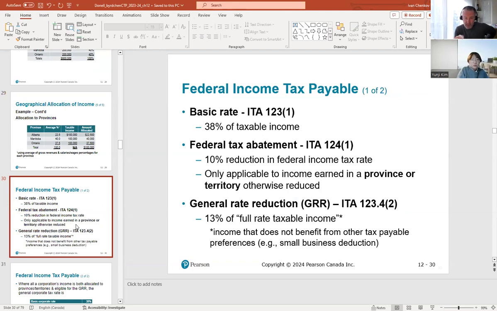Otherwise it will be reduced. That means if it comes from some other country, it's not going to work. General rate reduction, 13%, full rate taxable on the full rate taxable income.